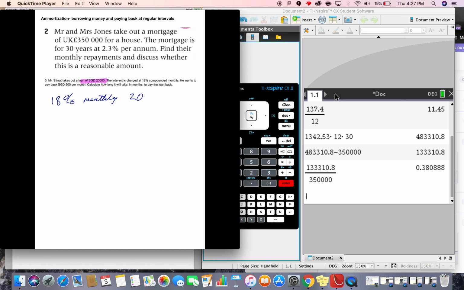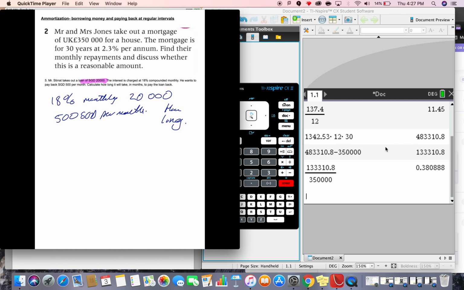20,000 SGD is the loan. He wants to pay back at 500 SGD per month, and basically wants to know how long it's going to take to pay back that particular debt. So I suppose it's interesting. We can just find out roughly how long it might take. $500 per month times 12 months is 6,000 per year. 6,000 times 3 years is 18,000. So maybe 4 years, something like that.